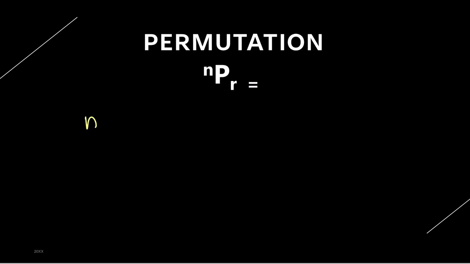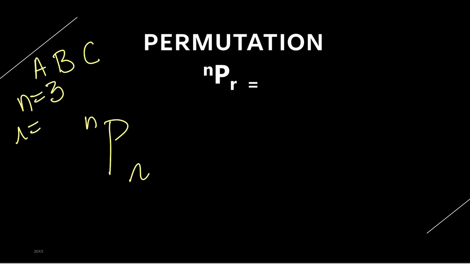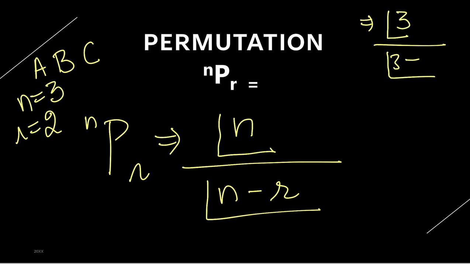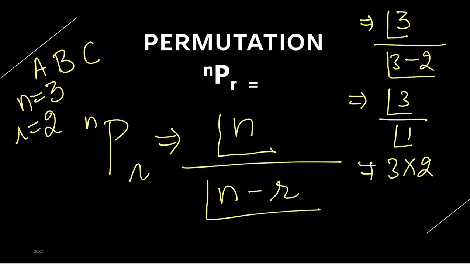The formula is NPR. N is, in the last example, we have A, B, C, so the total number of people is 3. R is how many we have to choose out of 3, which is 2. So in the last example, N was 3 and R is 2. So how do we write it? NPR is factorial of N divided by factorial of N minus R. In our last example, N is 3 and N minus R is 3 minus 2. So this is factorial 3 divided by factorial 1. Factorial 3 is 3 into 2 into 1 and factorial 1 is 1. So you will get 6 as the answer. And this is what we saw in the last slide.